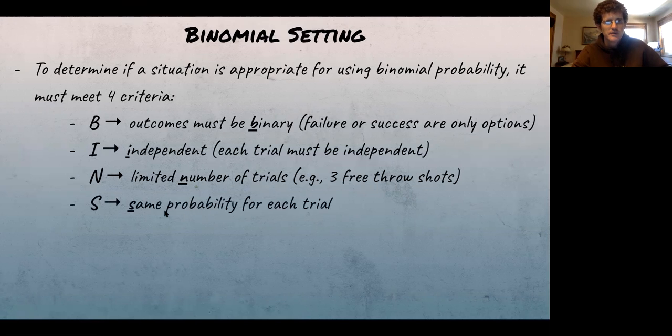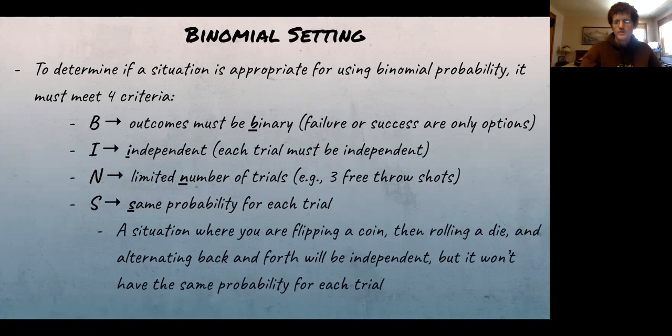S means the same probability for each trial. And just to clarify this, because where some confusion can come in, these two can seem like they're the same thing. Well, they're independent, which means the probability doesn't affect. The same probability means that we're doing the same thing over and over again. So in a situation where I flip a coin, then roll a die, those are independent, but it's not the same probability. All right, so that would not qualify for using the binomial setting. So really you want to look for the same event being repeated over and over, and how many successes can you get out of X number of trials.